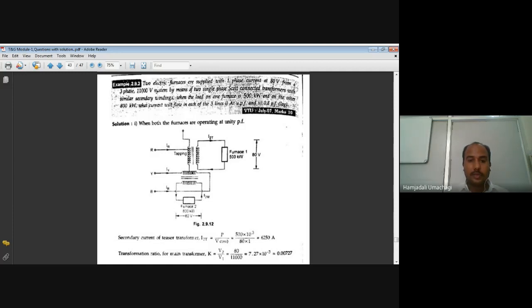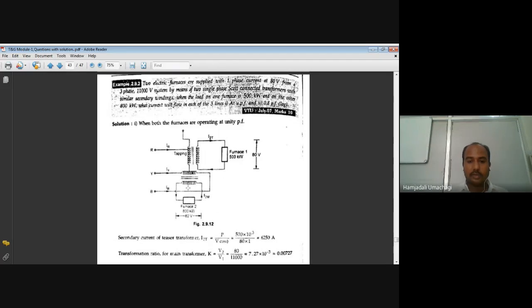So here there are two electric furnaces on the Scott connection. Scott connection consists of two transformers, one having 86.6% tap setting, that is the teaser, and one with 50% tap setting, the main transformer. The teaser transformer is connected to furnace 1 of load 500 kilowatt at UPF. The main transformer is connected to furnace 2 of 800 kilowatt, and the voltage available here is 80 volts. Similarly for furnace 1, the teaser transformer also gives 80 volts. For the first case, both the loads are UPF.